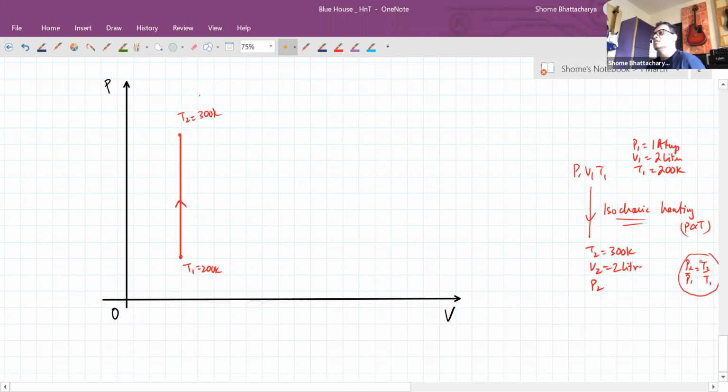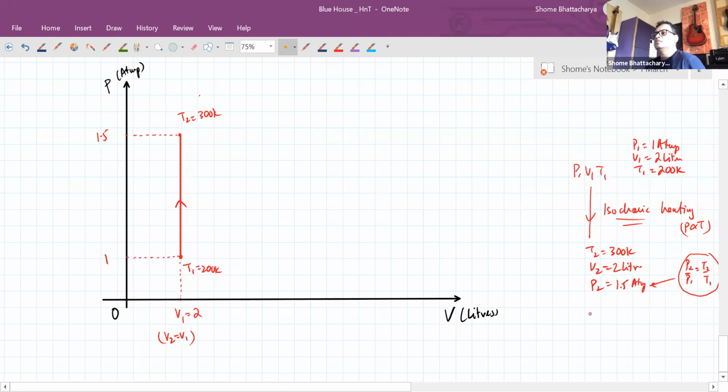Using this relation, I'll be able to work out that the pressure will become 3 by 2 times the initial value, since the temperature is 3 by 2 times the initial value. So the pressure will become 3 by 2 atmospheres, or 1.5 atmospheres. If I relate the pressure in atmospheres and the volume in liters, you see that this common volume V2 is equal to V1, 2 liters, but the pressure is increasing from its initial value of 1 atmosphere to a final value of 1.5 atmosphere. I'm not drawing the graph to scale, don't need to worry about that.